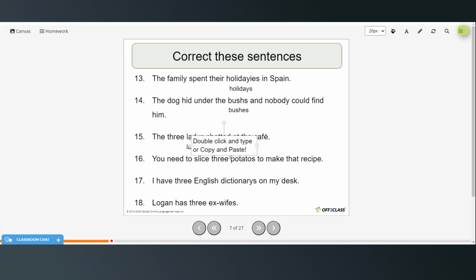You need to slice 3 potatoes to make that recipe. I have 3 English dictionaries on my desk. And Logan has 3 ex-wives.